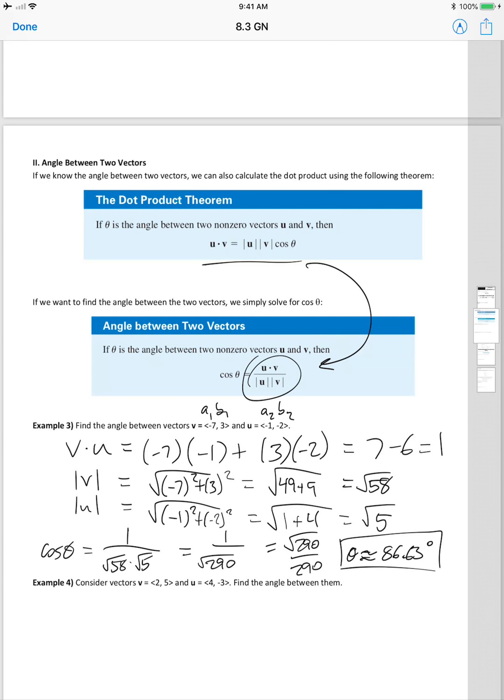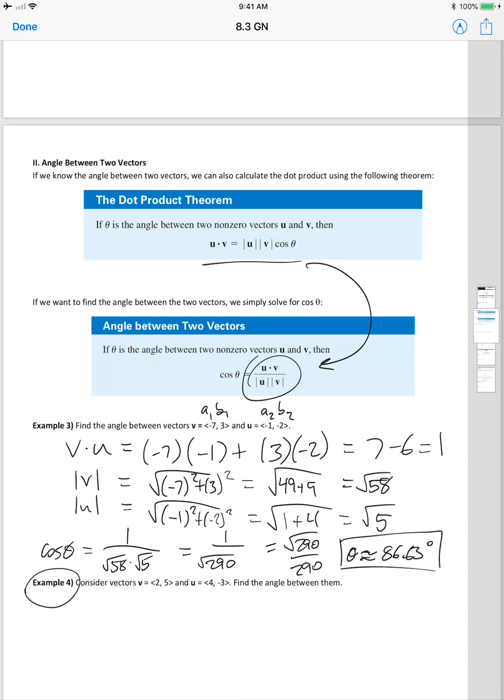So just take a second and appreciate that. Using nothing other than knowing the vectors, the vertical and horizontal components of each, we're able to calculate the angle between those two vectors. So that's incredibly useful, as we'll see later on. So go ahead and try example 4 on your own. So that's our first learning target for this section, is to be able to calculate the angle between two vectors using this dot product.